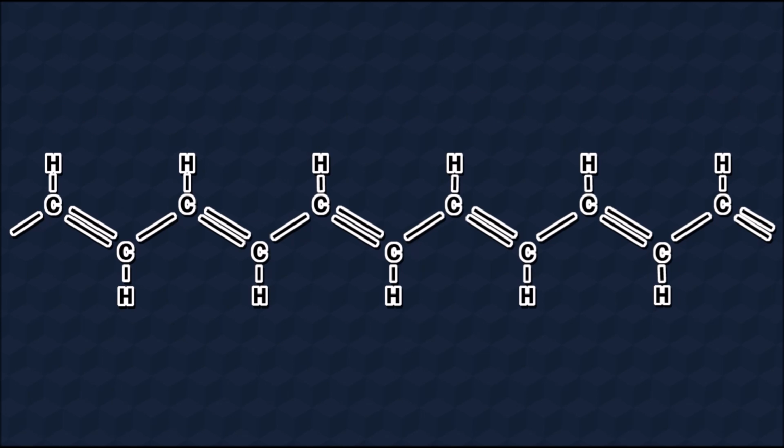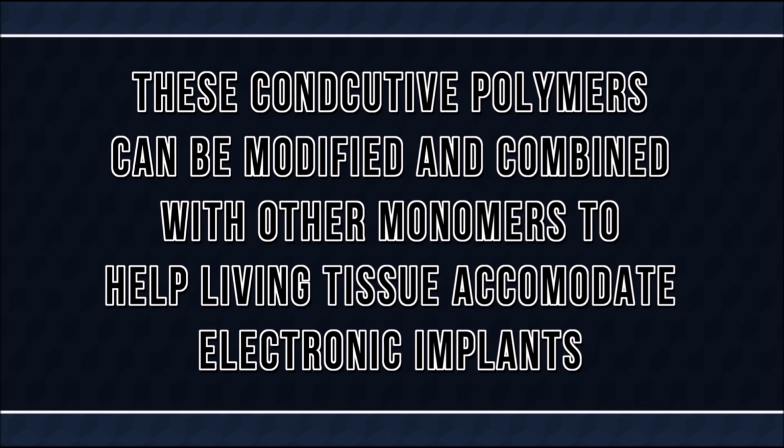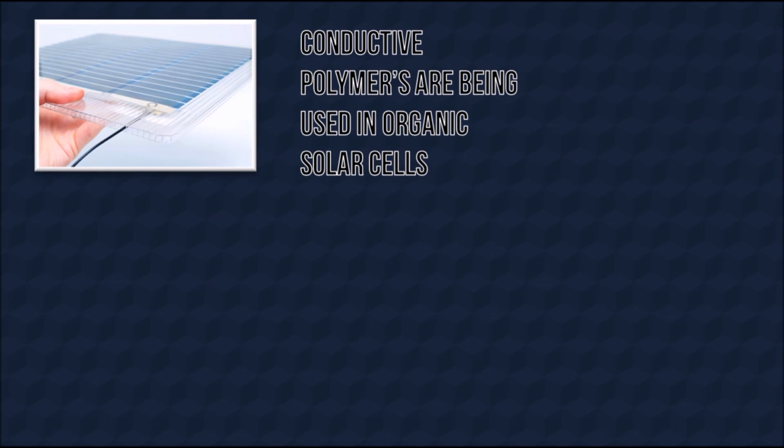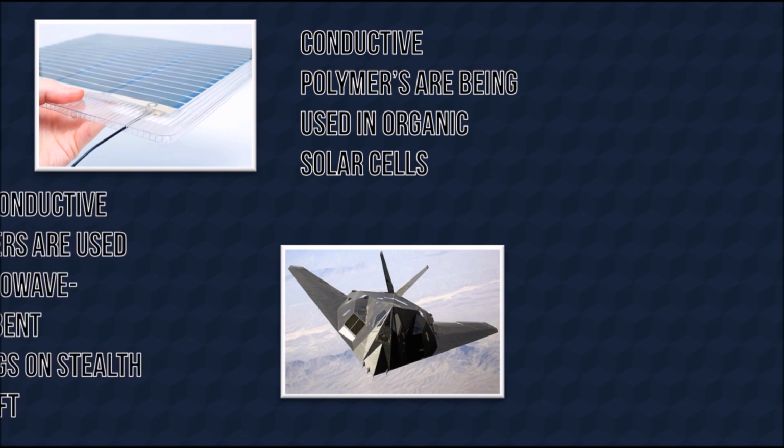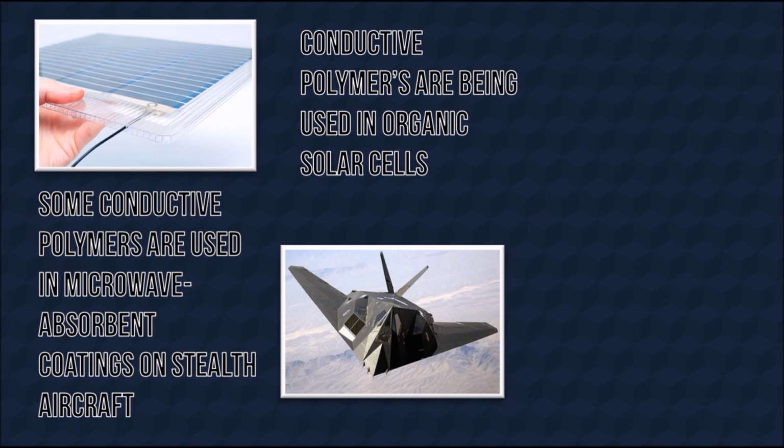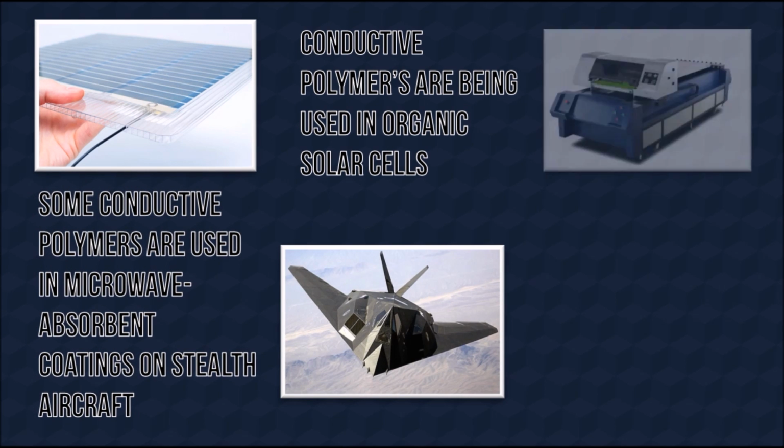This, coupled with the versatility that polymers provide, make them ideal for use in this way, as these conductive polymers can be modified and combined with other monomers to change their properties and help the living tissue accommodate electronic implants. These are only a few of the many current and potential applications of conductive polymers, and as more research is being conducted, they'll continue to become a large part of both new technology and everyday life.